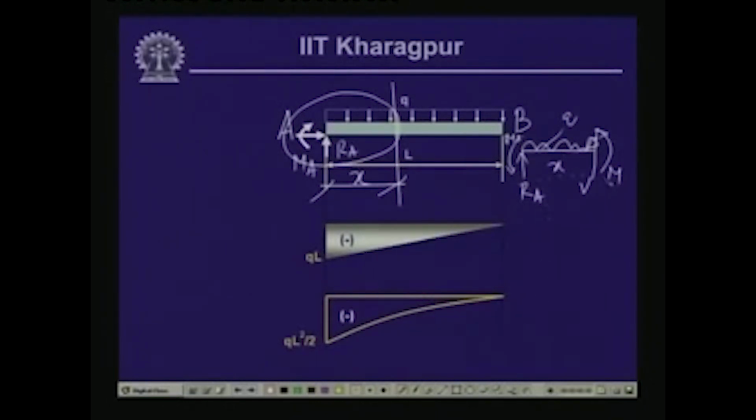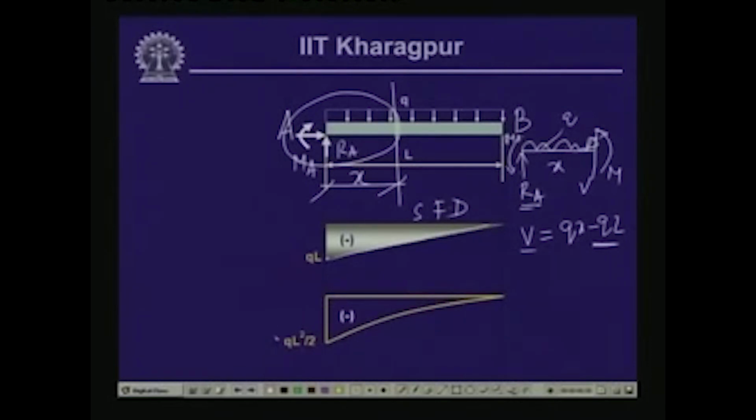Now as we can see over here, the vertical force balance gives V plus Ra minus Qx equals 0. So V equals Qx minus Ra, and as we have seen Ra is QL, so V equals Qx minus QL. Now when x is equal to 0, V is equal to minus QL, and when x becomes L, then V becomes 0. So it linearly varies between minus QL and 0, and this is the shear force diagram of this particular beam.